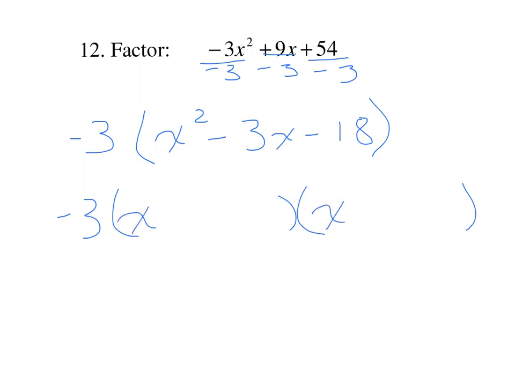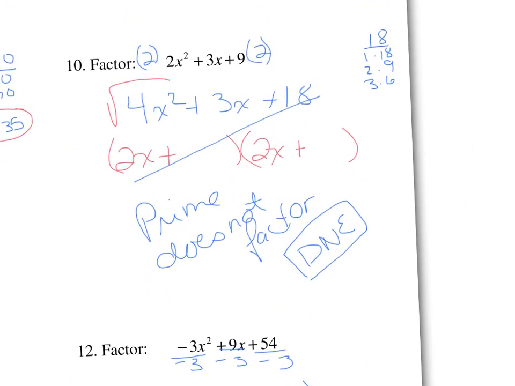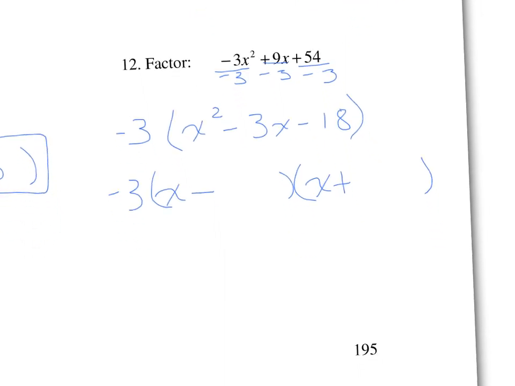X times x, the first sign comes down. Negative times negative makes positive. So we're looking for two numbers that multiply to make 18, but subtract to make 3 because these are different signs. And I think we had that up above. Let's see. Here in our list of numbers that multiply to make 18 that subtract to make 3, that would be the 6 and the 3, wouldn't it? So we can put 6 and 3 here. So negative 3 times x minus 6 times x plus 3.